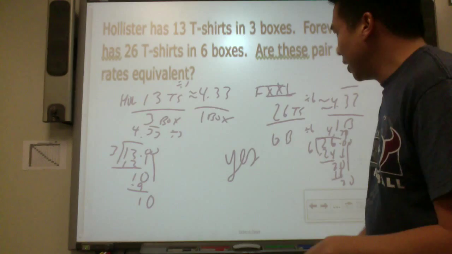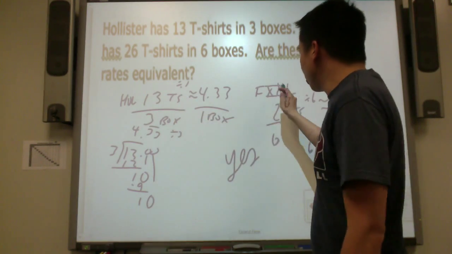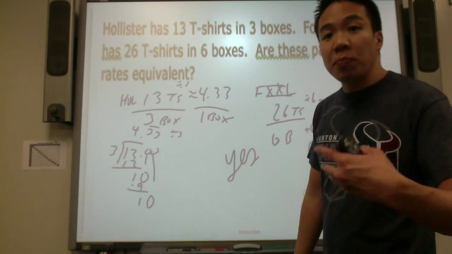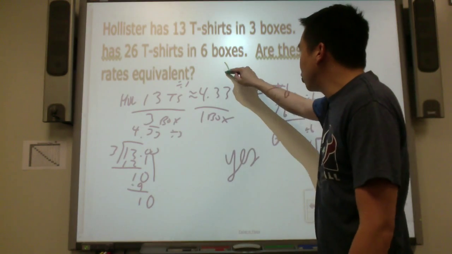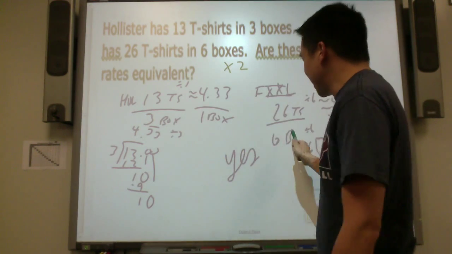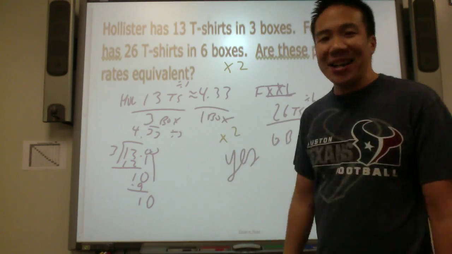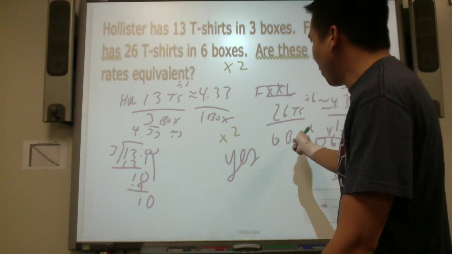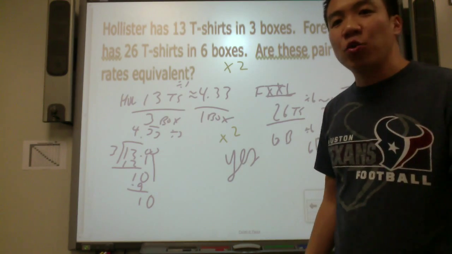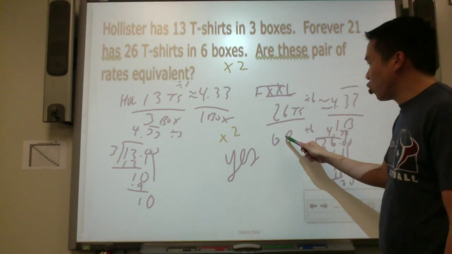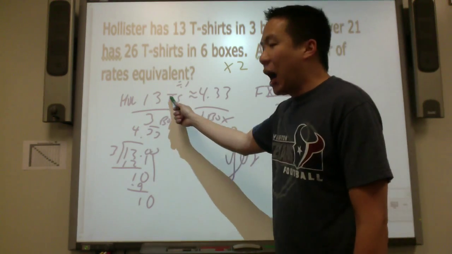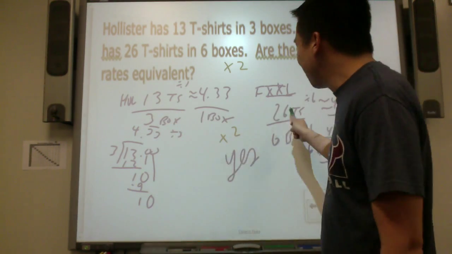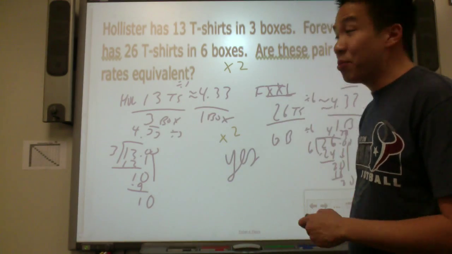For example, to turn 13 t-shirts to 26 t-shirts, you multiply by a scale factor of 2. To turn 3 boxes to 6 boxes, you multiply by a scale factor of 2. So from that, I can know that they are equivalent. Or another way is to turn 26 t-shirts to 6 boxes, I break it down, scale back by dividing by 2 and come up with those same numbers.